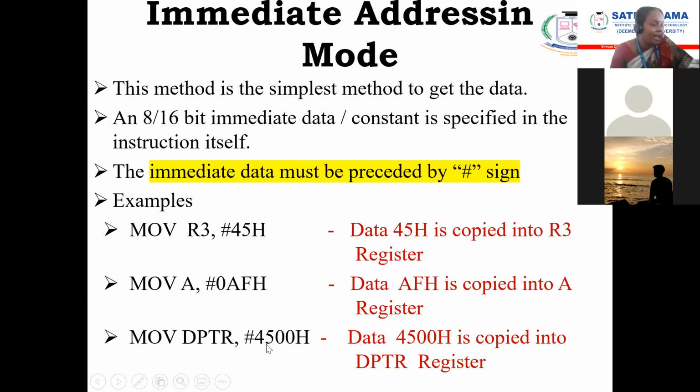So this is the way I will have to use the hash symbol for immediate addressing mode. For immediate addressing mode, what is the symbol I have to use? Hash. So MOV, that is the syntax: MOV register comma hash 8-bit data, or MOV 16-bit register comma hash 16-bit value.